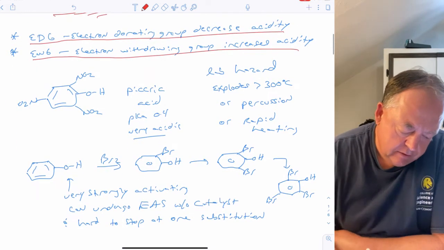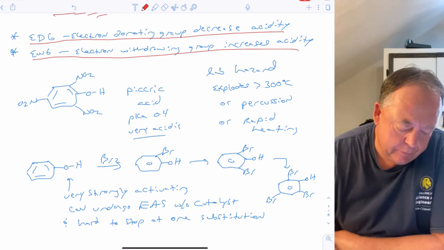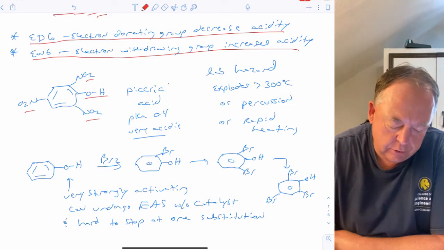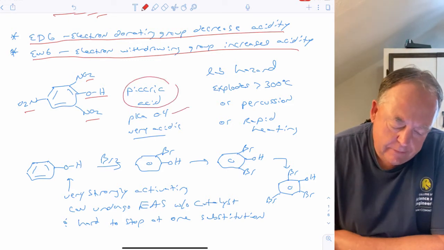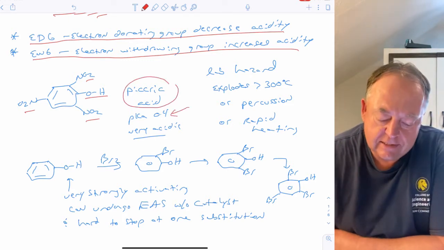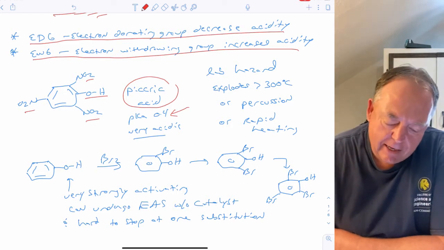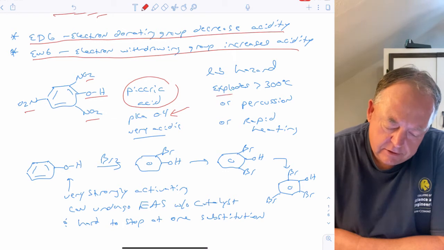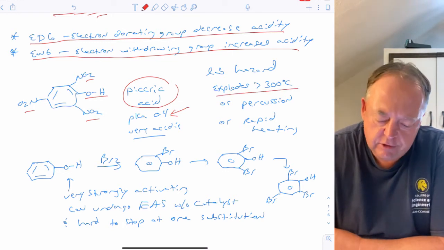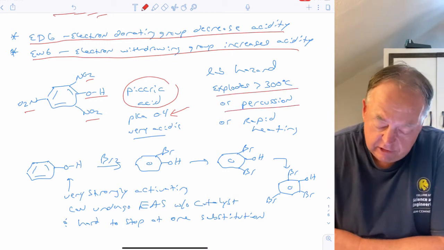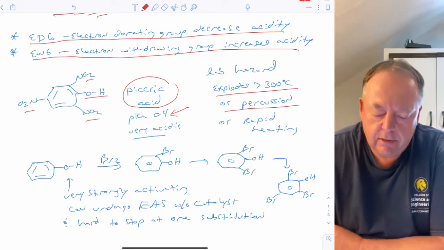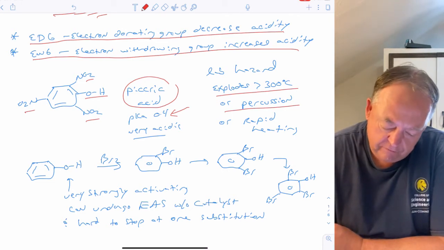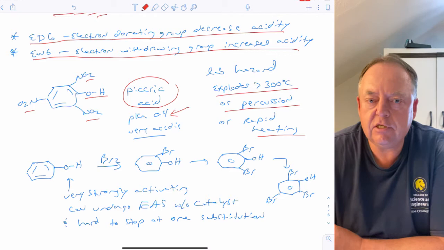So this would be kind of an extreme example. If you have the phenol with 1, 2, 3 nitro groups on it, that's what's known as picric acid. It's got a pKa of 0.4, so that's quite acidic. This is a lab hazard, so let's not be making any picric acid in lab because it explodes at greater than 300 degrees Celsius. It'll even explode by sound. Percussion can make it explode, or if it's heated too fast, it can explode.